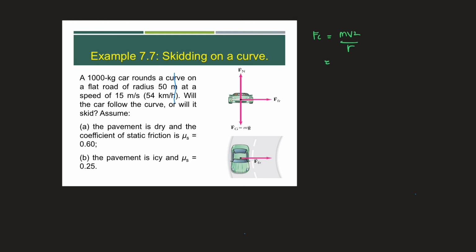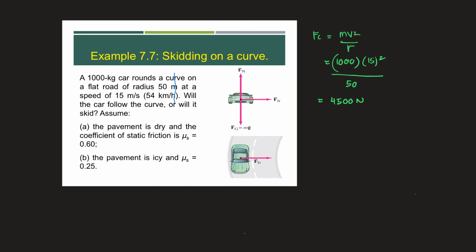So your m is going to be 1000, your v square is going to be 15 square, and your r is going to be 50 meter. So 15 square times 1000 divided by 50, you're going to get 4500 Newton, which means that for the car to follow the curve, it needs at least 4500 Newton.